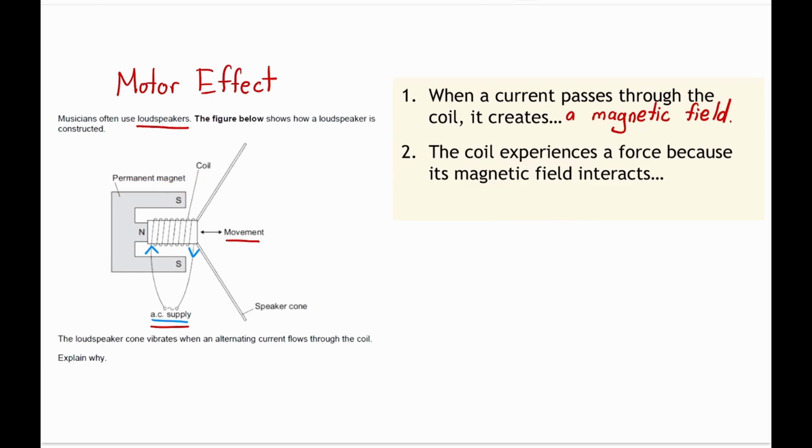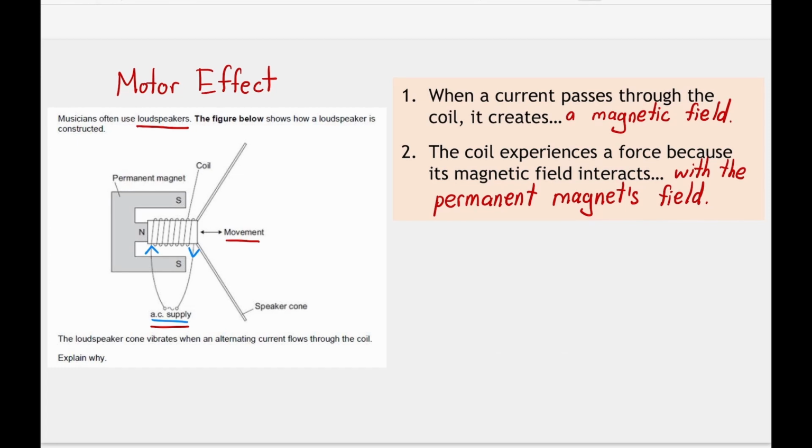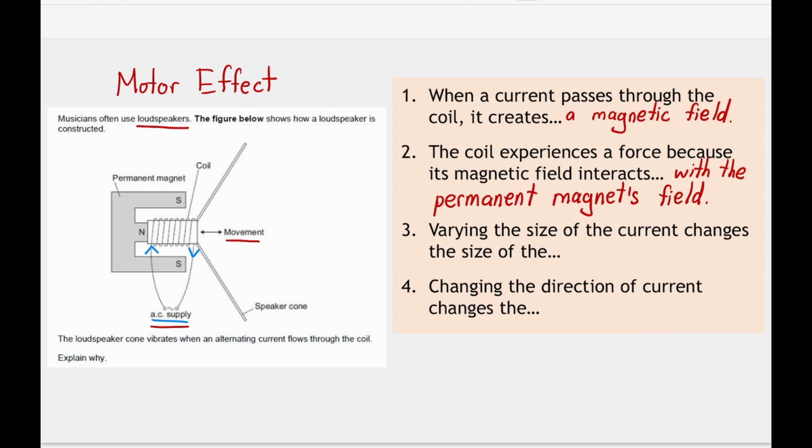In the next step, we state that the coil experiences a force because its magnetic field interacts with the permanent magnet's field. At this point in our answer, we need to mention how the magnitude and direction of movement can be changed in order to produce different kinds of sounds. Varying the size of the current changes the size of the force, and changing the direction of current changes the direction of force. And of course, when you modify the force, you will change the direction of movement.